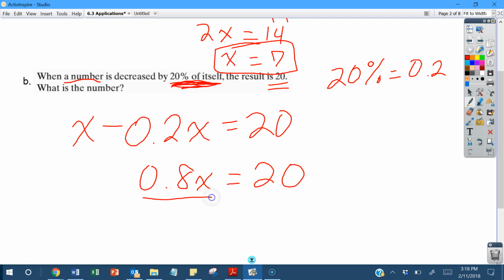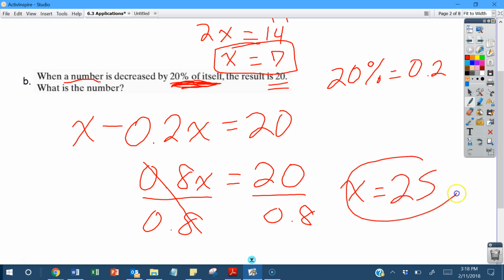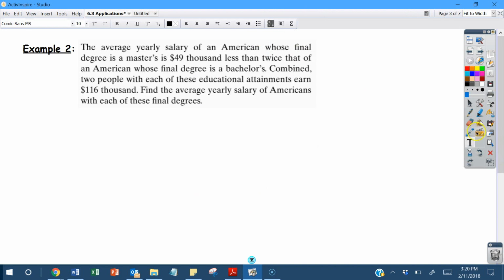And then I want to divide both sides by 0.8 to get x by itself. So that cancels, and then 20 divided by 0.8. Let me do that in my calculator real quick. That gives me 25. So x is equal to 25. That number is 25. You decrease it by 20% of itself, and you end up with 20. All right, let's look at a real-world example now.